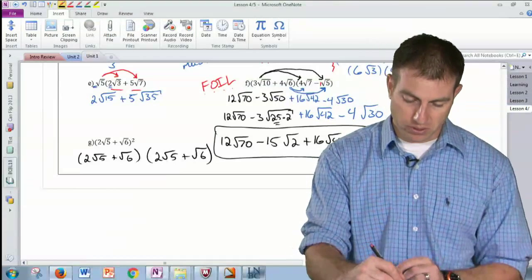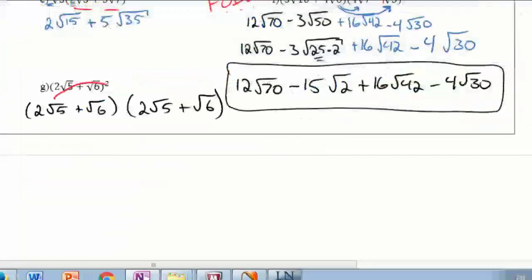So I'm going to multiply my first terms together. I'm going to multiply my outside terms together. I'm going to multiply my inside terms together, and I'm going to multiply my last terms together. FOIL. First, outside, inside, last. So let's go ahead and do some of that multiplication.